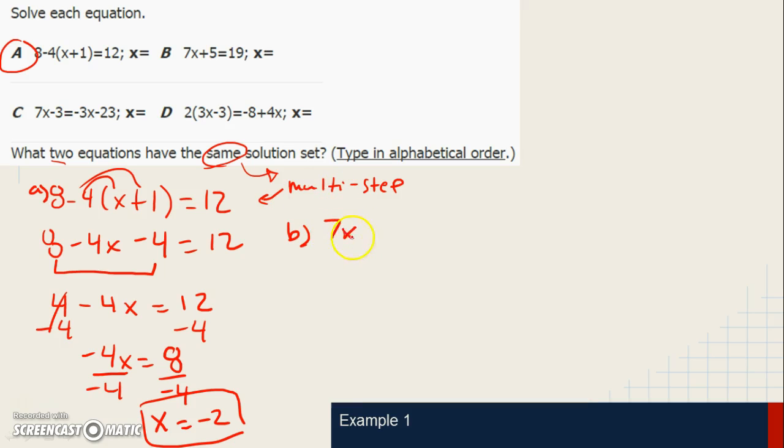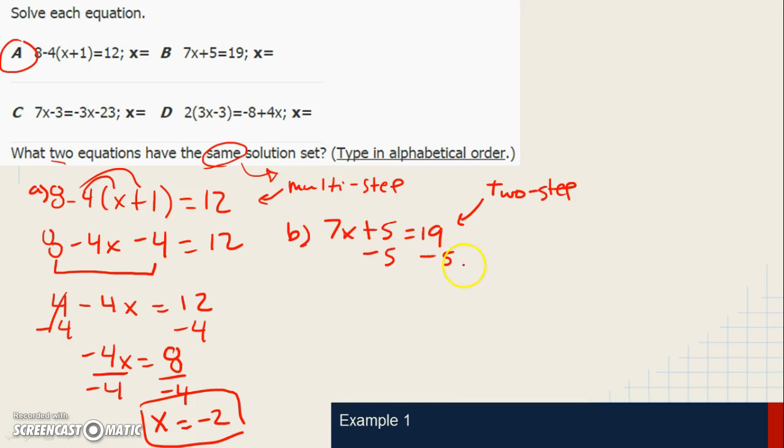Let's go ahead and do B right here. B is 7x plus 5 equals 19. And just by looking at this, I can tell that this is a two-step equation. So there's going to be two steps that we need to do to get x by itself. Just like after we simplified this multi-step, we got a two-step right here. The first step we subtracted, and then the second step we divided, right? And here it's going to be very similar. So we need to eliminate the 7 and 5.